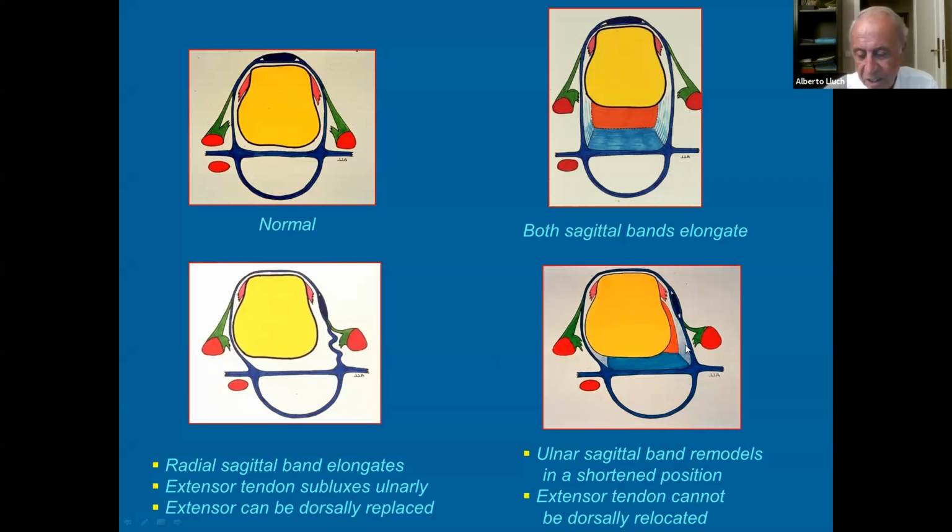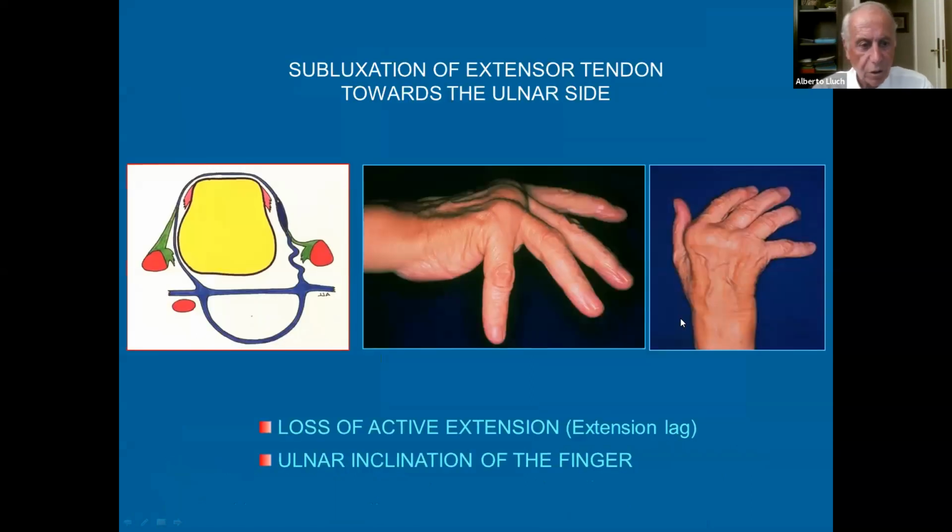So this is a late stage of the MP joint deformity: loss of extension because the extensor tendon is not able to extend the MP joint, ulnar inclination of the finger, and then remodeling of the ulnar sagittal band. And this is quite important to realize or to make a diagnosis because, I will go back for 1 second to the onset of the deformities.